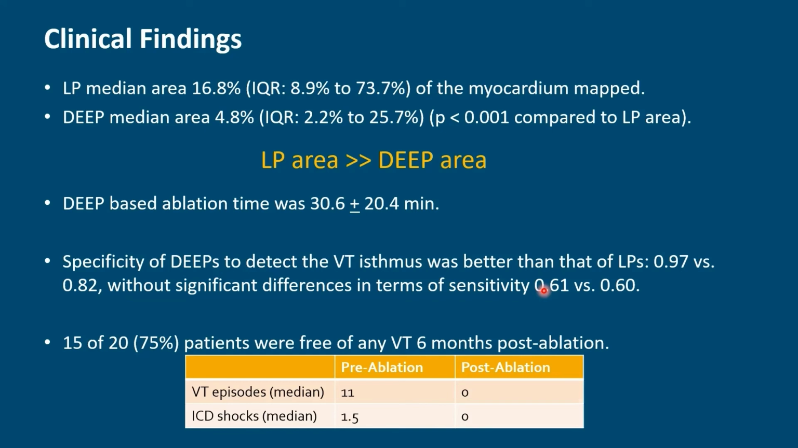You can see that rather than the late potential map, which picks up a larger area, the deep map, because it homes in, is more specific to the isthmus regions. Of the 20 patients, 75%, 15, were VT-free at 6 months.